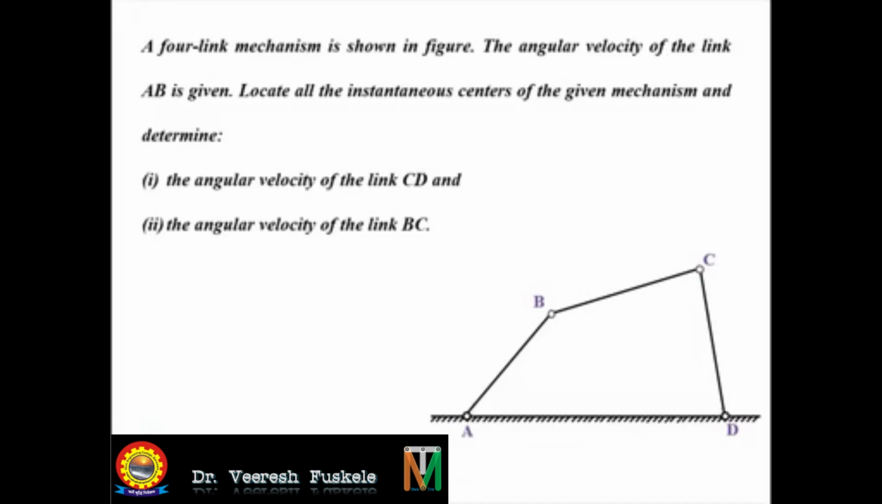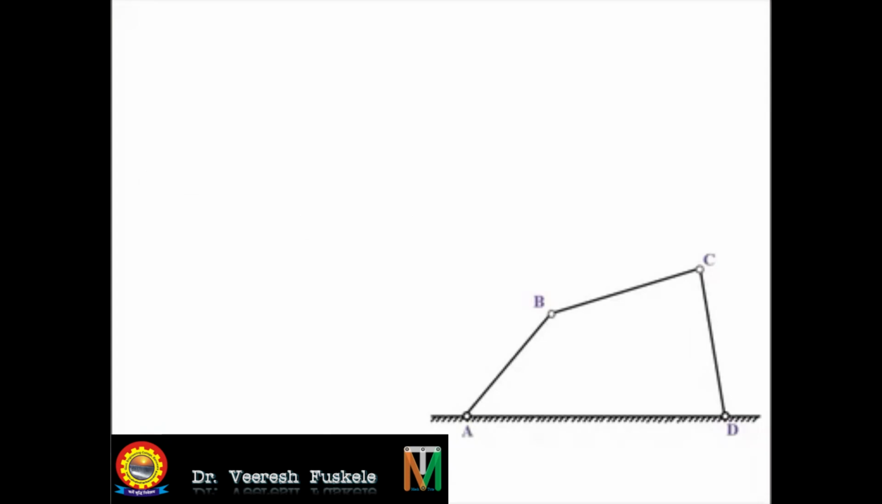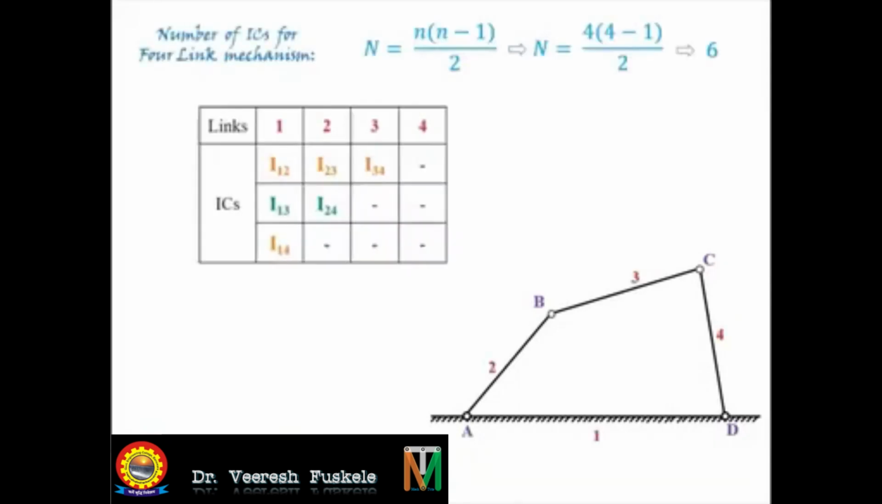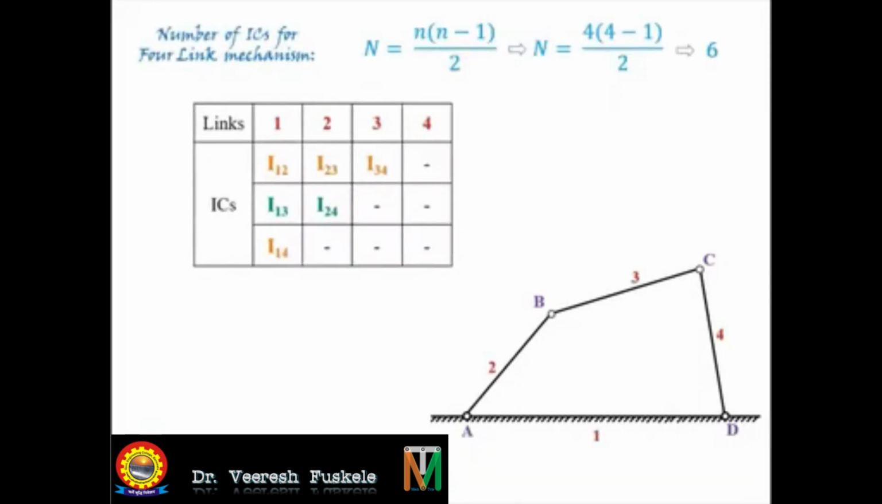Before moving ahead with the velocity analysis, let us do a fast revision of what we learned in the last video. So we had this four-link mechanism. As per the formula, we will have 6 instantaneous centers, and they are I12, I13, I14, I23, I24 and I34. As we learned in the last video, these can be located either by inspection or by the application of Kennedy's theorem.